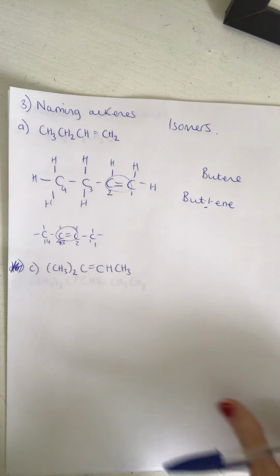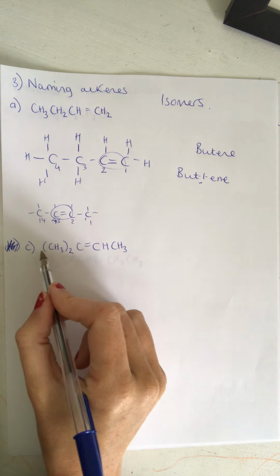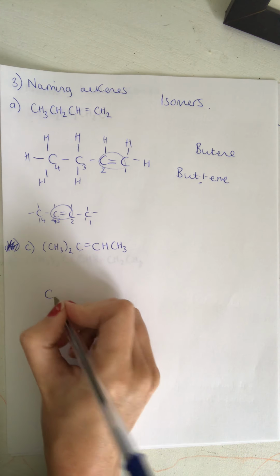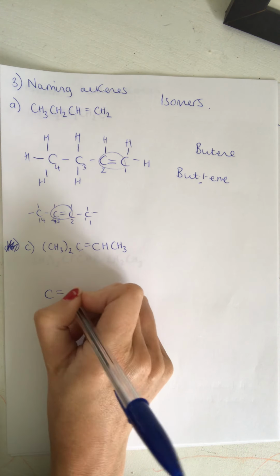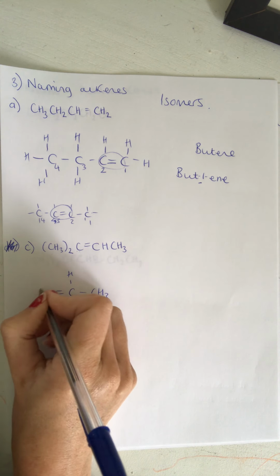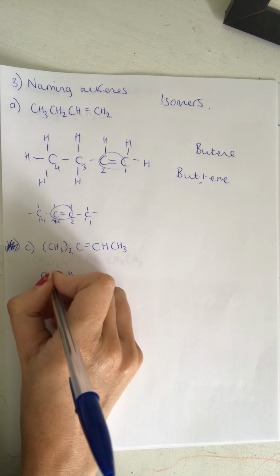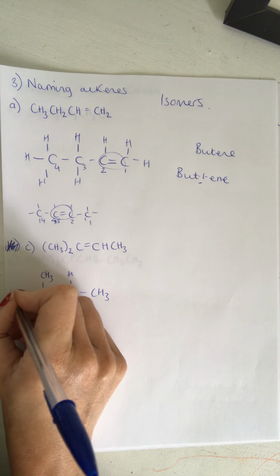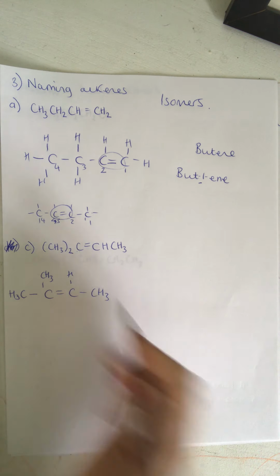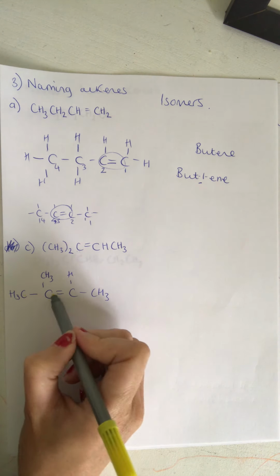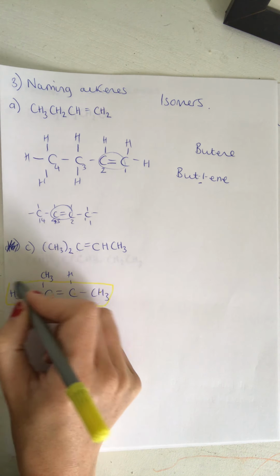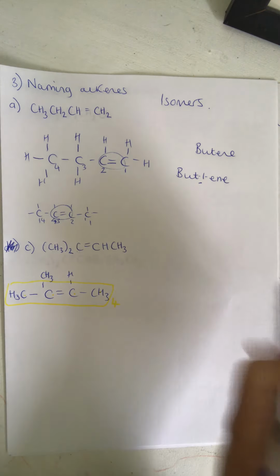Okay, right, let's have a look at question C. So this time we've got, right, so these are in brackets, so I'm going to start with that. C, double bond, CH, CH3, and this has got 2 methyl groups attached to it, CH3, CH3. And so looking at our longest chain, 1, 2, 3, 4 beats 1, 2. So our longest chain is 4, meaning it's going to be butene.